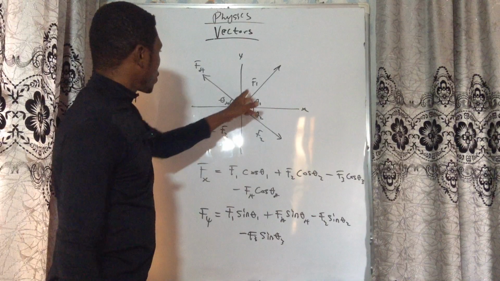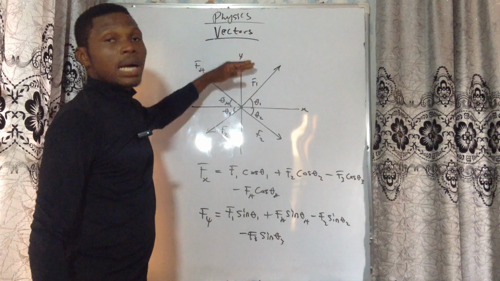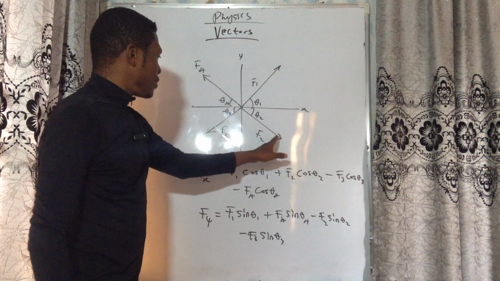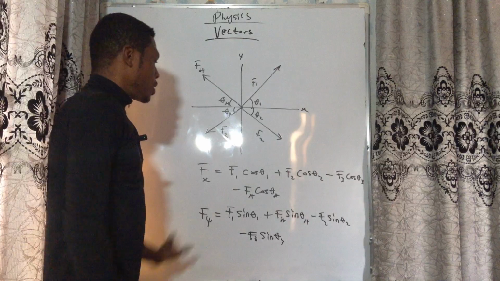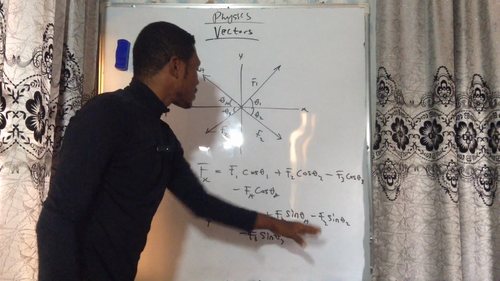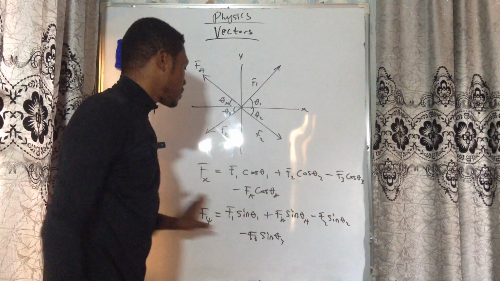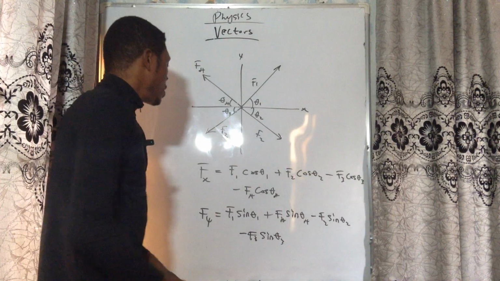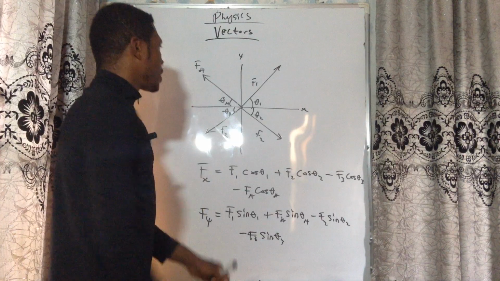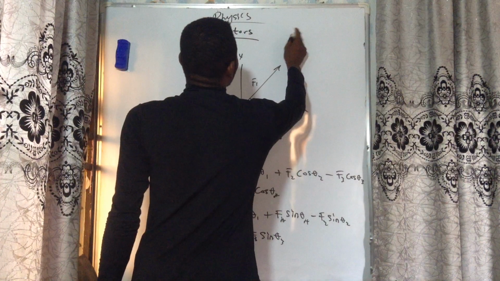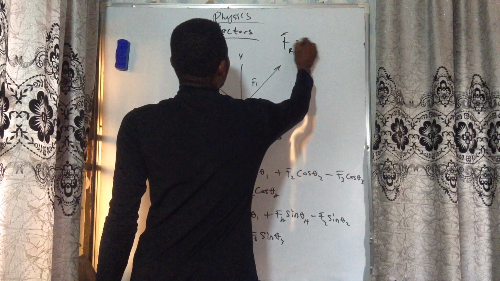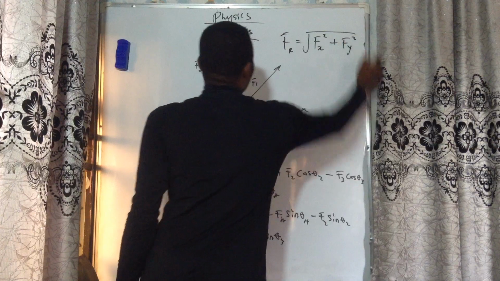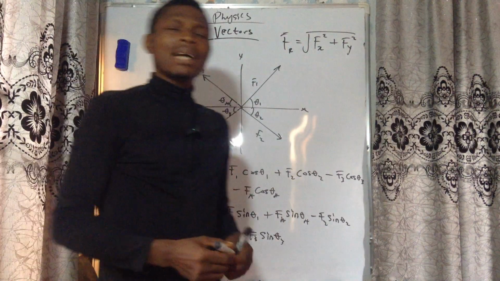Do you see what I did here? F1 sine theta 1, F4 sine theta 4, they are all up. So the other ones, F2 sine theta 2, they are all down. Good. So we have summed everything. This is the sum of all the horizontal components. This is the sum of all the vertical components. So after getting all these, the resultant force will now be equal to the square root of Fx squared plus Fy squared. You'll be wondering, why this formula now?